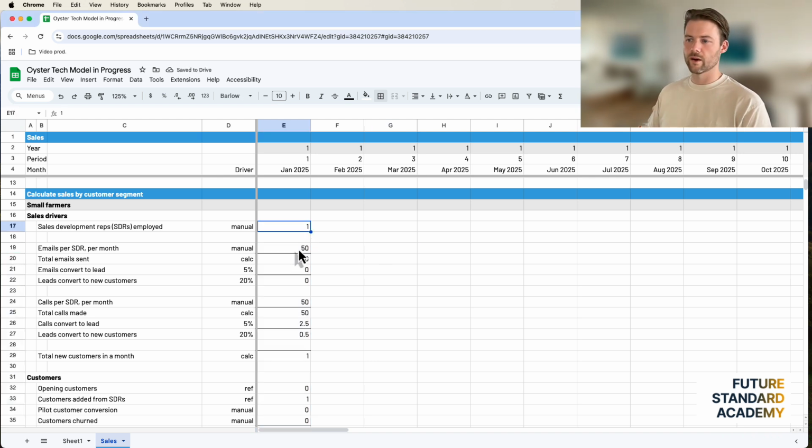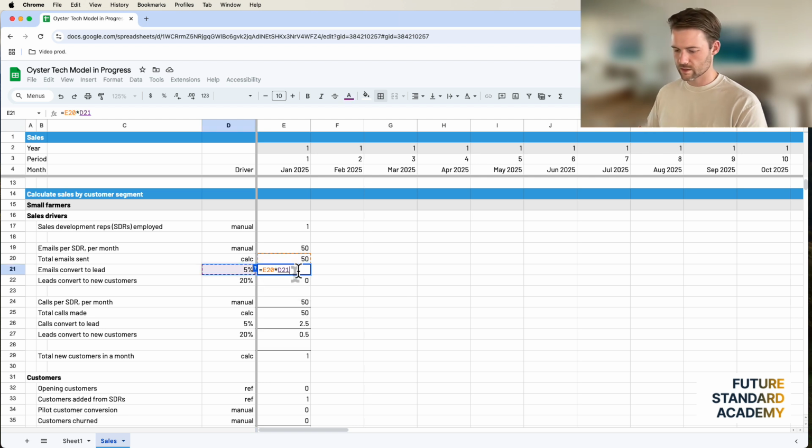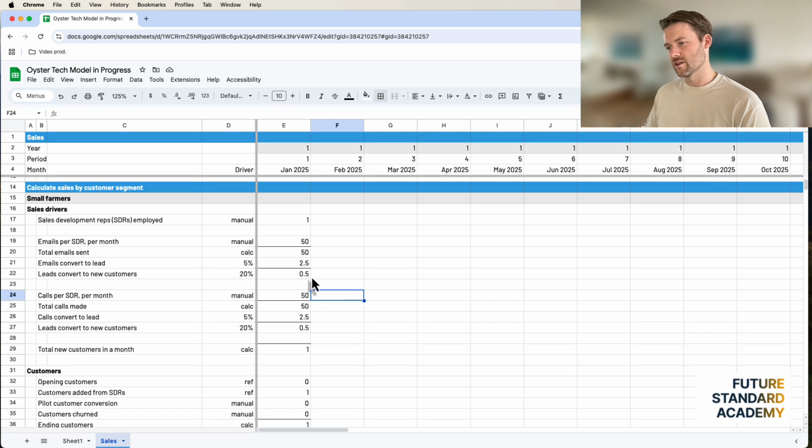Okay, so sales development reps employed: 1. That person is going to do 50 emails. That means they're going to send 50 emails this month. They're going to convert to new leads at a 5% rate, which means they're going to close 2.5 leads in any given month, which is going to convert to half of a customer, which is a tricky ratio to deal with in terms of new customers because you're only going to get 1, but I could round it up, but I'm not going to at this point.